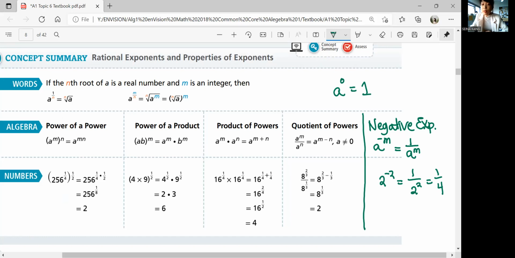All right, guys, that was lesson 1, our very first lesson of topic 6, rational exponents and properties of exponents. So in the next lesson, we'll talk about exponential functions.